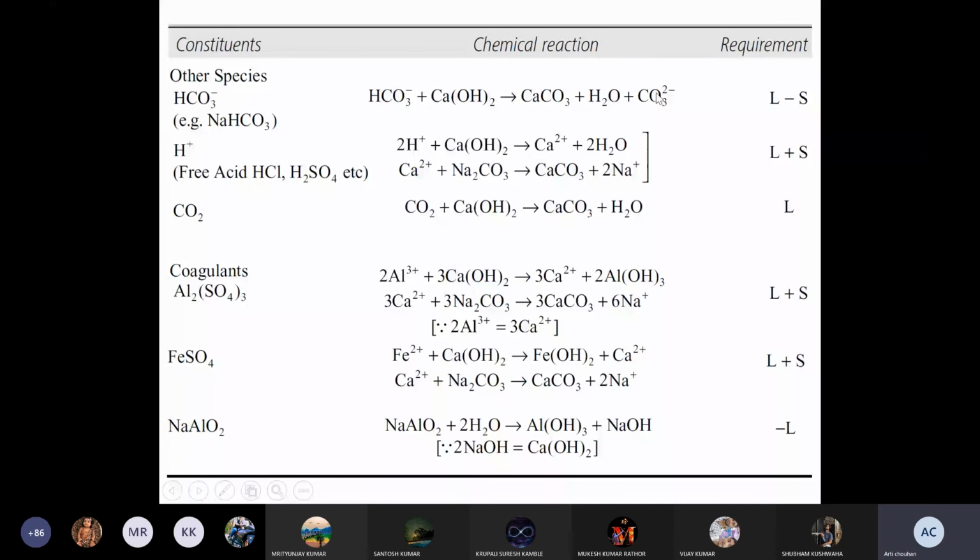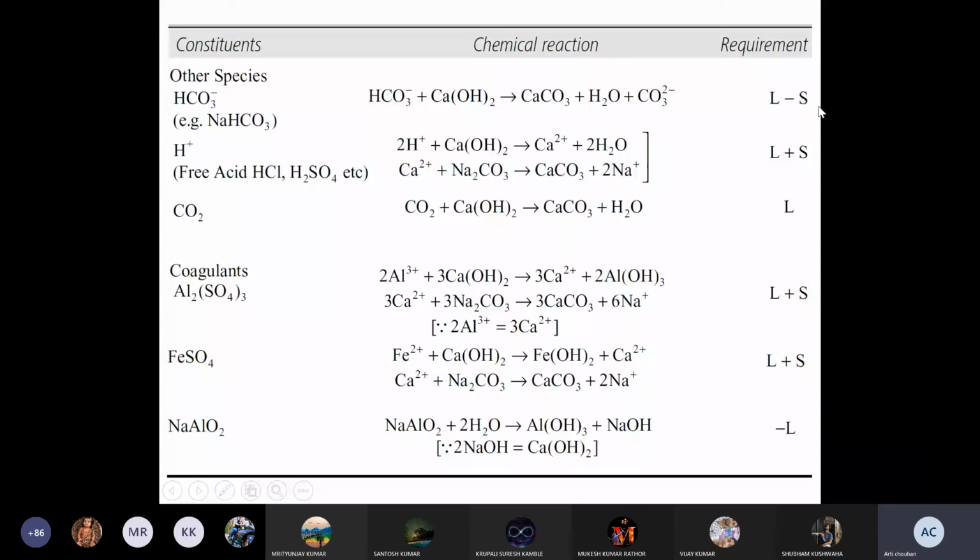Okay, so for the total requirement of lime and soda in this process, if bicarbonate species are given in the numerical, then you have to consider the fact that one lime is being used and one soda is being produced in this chemical reaction during that process.